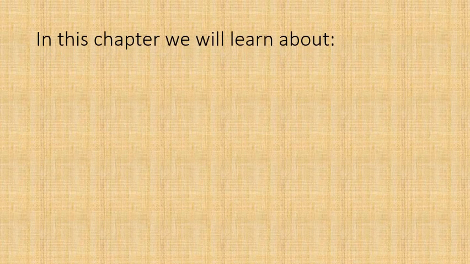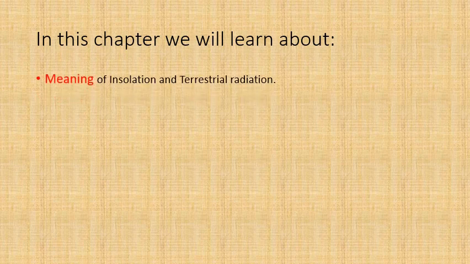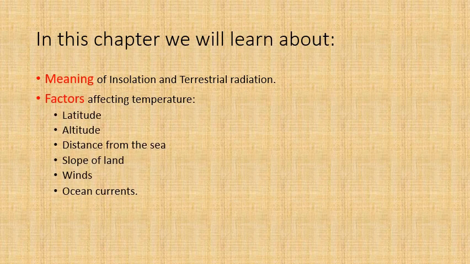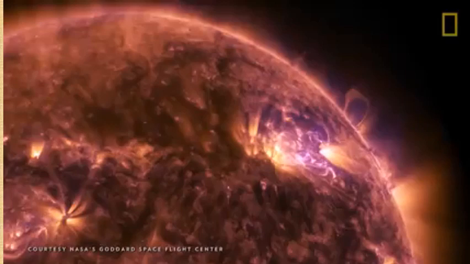Moving into this chapter, just like I mentioned earlier, we'll be learning about the meaning of insolation and terrestrial radiation. We'll also be focusing on the factors that affect temperature. These are the 6 factors that mainly affect temperature. There are other factors also, but these are the 6 that affect temperature.